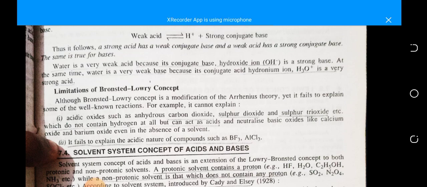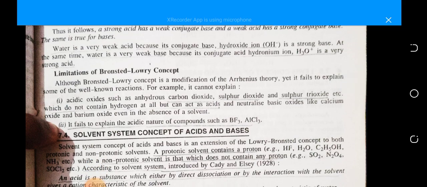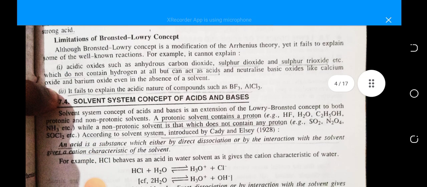Although the Bronsted-Lowry concept is a modification of the Arrhenius theory, yet it failed to explain some well-known reactions. For example, number one, it cannot explain acidic oxides such as anhydrous carbon dioxide, sulfur dioxide, and sulfur trioxide, which do not contain hydrogen at all but can act as acids and neutralize basic oxides like calcium oxide and barium oxide even in the absence of solvent. Number two, it failed to explain the acidic nature of compounds such as BF3 and AlCl3.